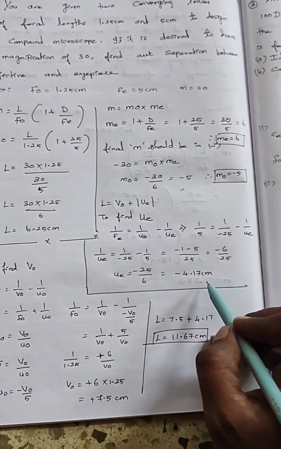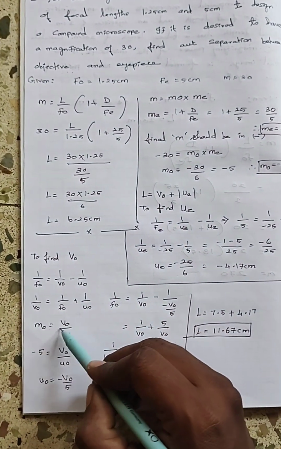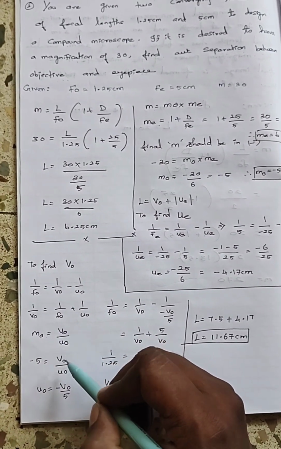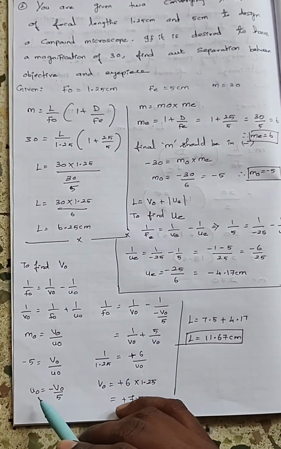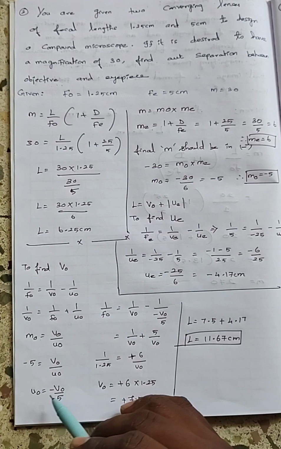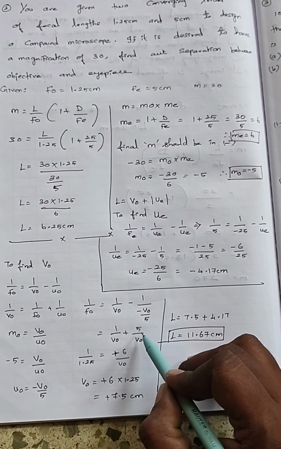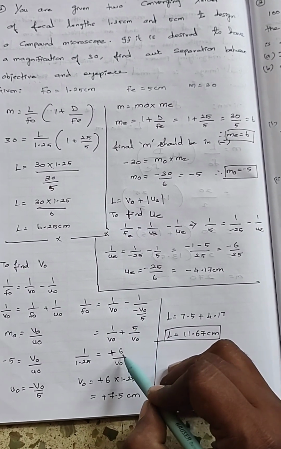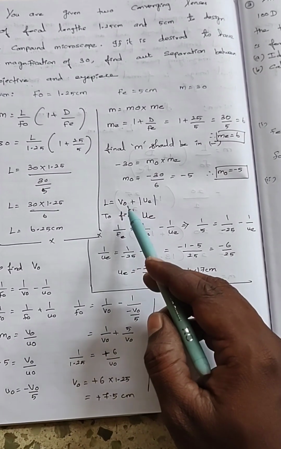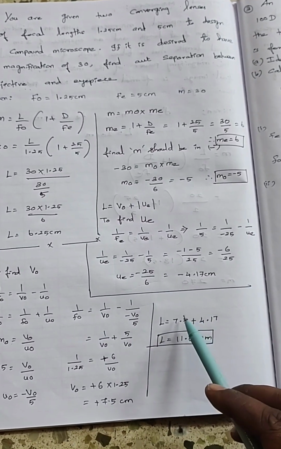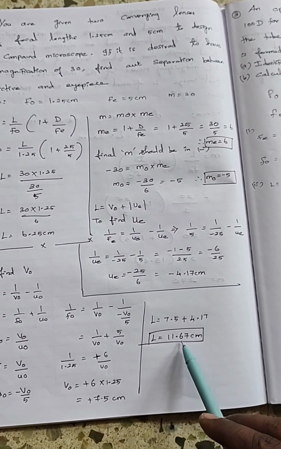After that, finding it for v naught. Since I have my m naught value, magnification m naught equals v naught by u naught, it will be minus 5 equals v naught by u naught, and u naught equals minus v naught divided by 5. Taking this and substituting in my lens formula, it will be plus 5 by v naught, and now 6 by v naught, and I will get v naught as 7.5 centimeter. And substituting in the main formula, L equals v naught plus modulus of ue. I don't want to bring the minus here, so this will be the exact answer, right?